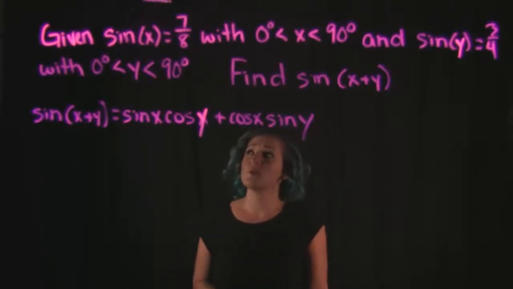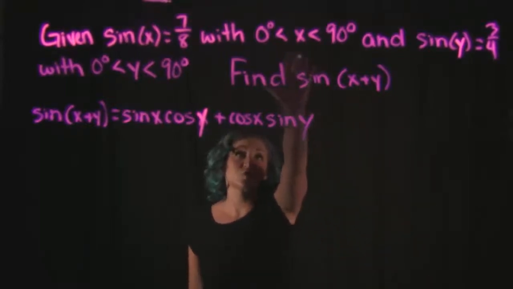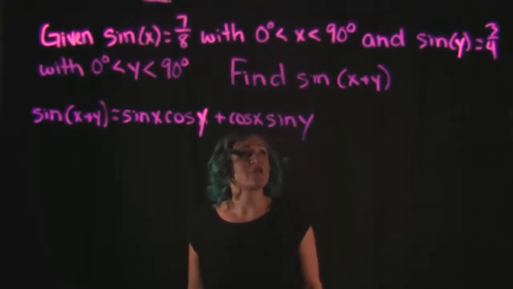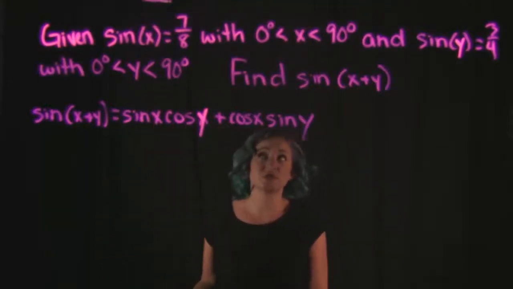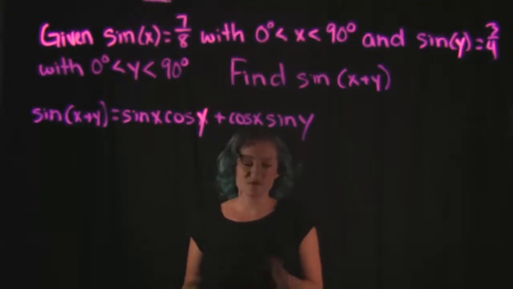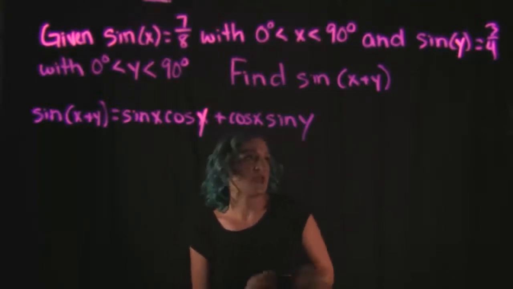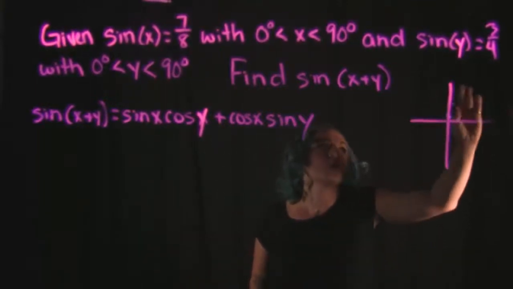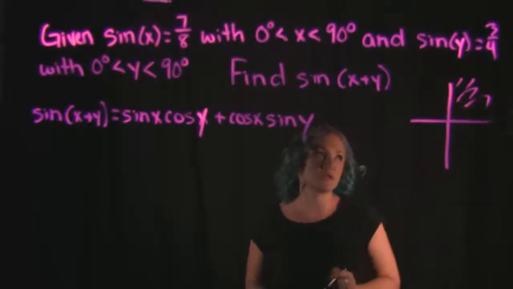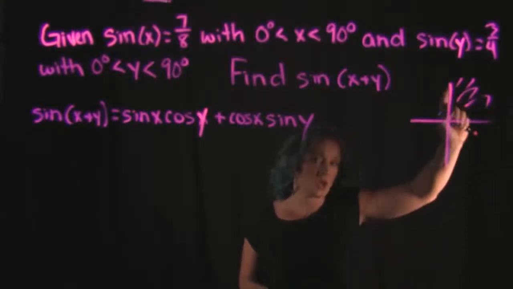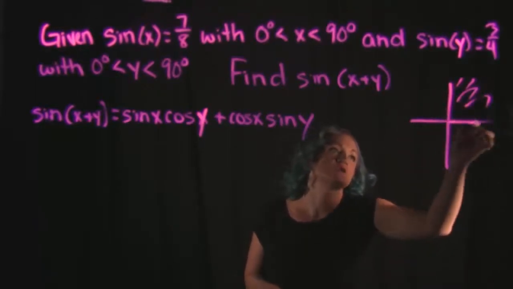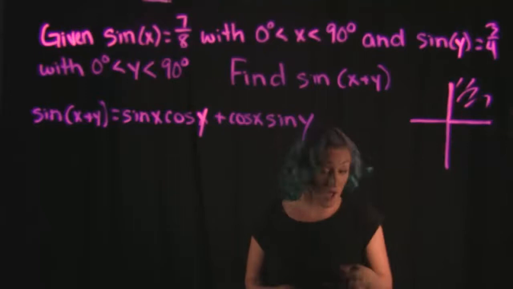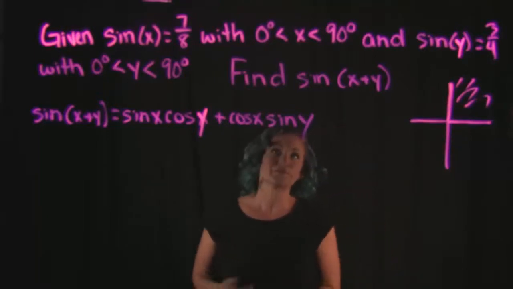So looking at our problem, we are given that sine of x is equal to 7/8 in the first quadrant here, 0 to 90 degrees. And then sine of y is equal to 3/4, also in the first quadrant. So what the first quadrant tells us is that everything's going to be positive. If you take a look at your coordinate system, this is your first quadrant over here in this space. Both sine and cosine are positive. Everything's positive in the first quadrant. You're either going to the right, which is positive, or you're going up, which is also positive.